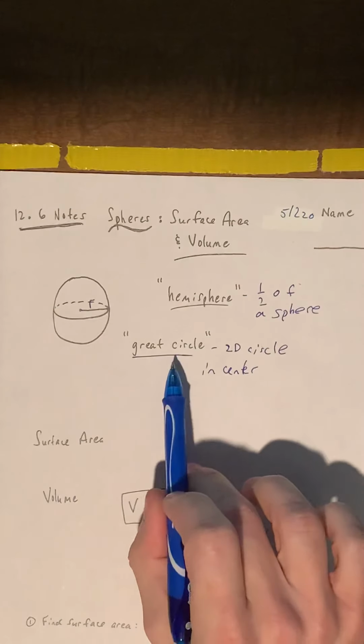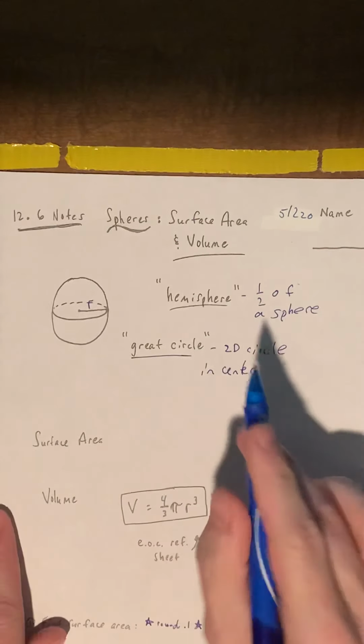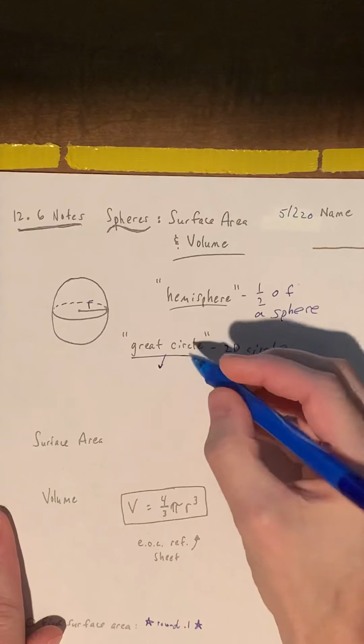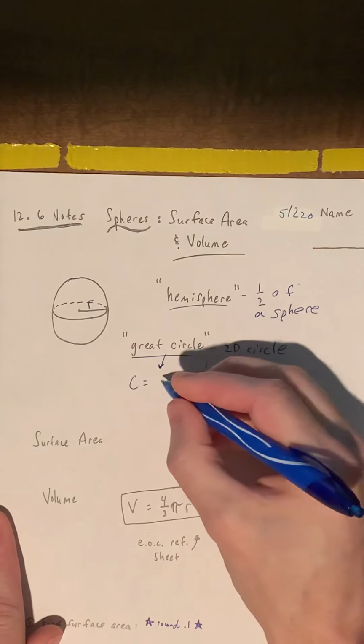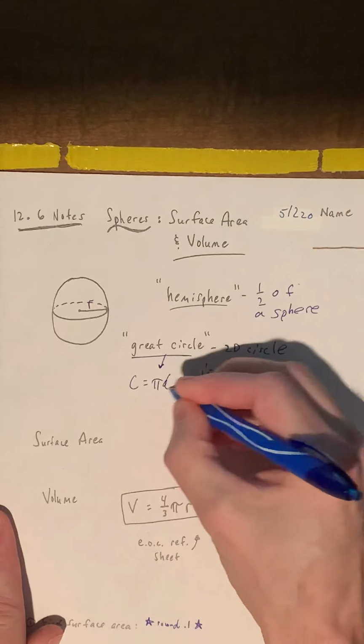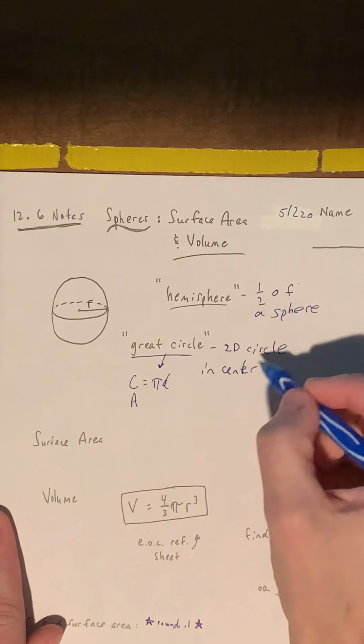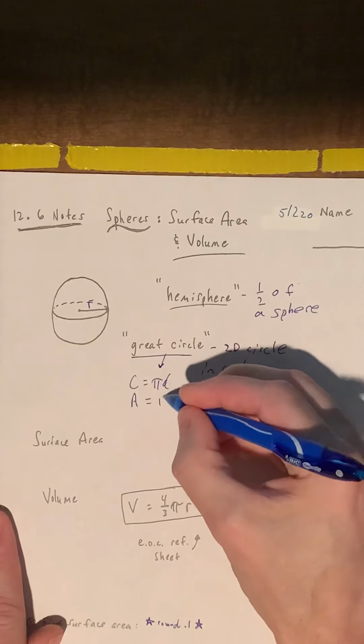Now the great circle is a normal circle, so you can discuss the circumference of it or the area. So keep in mind, remember your circumference formula is pi times d, and the area of a regular circle is pi r squared.